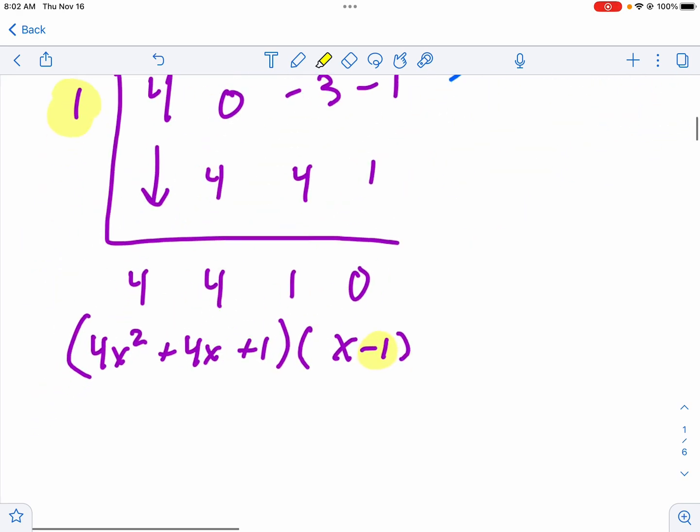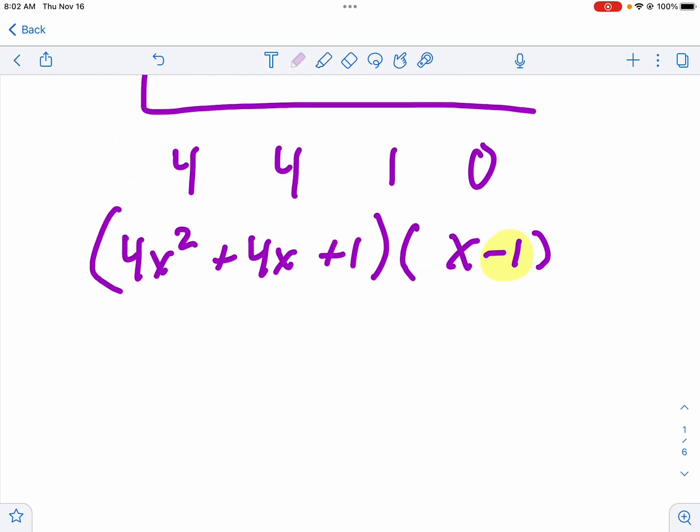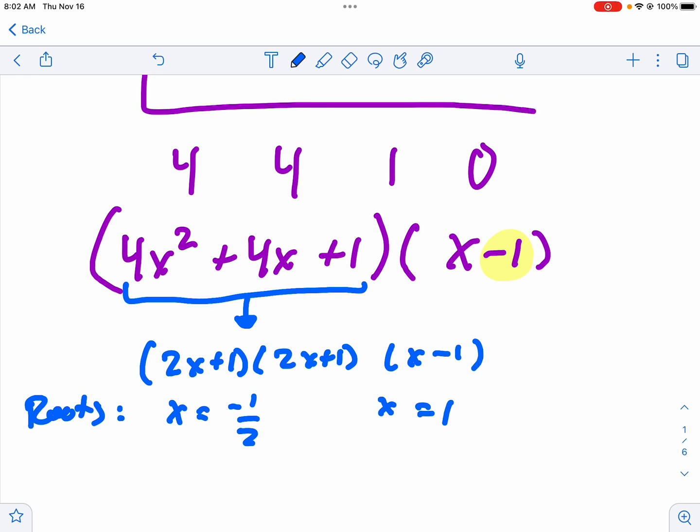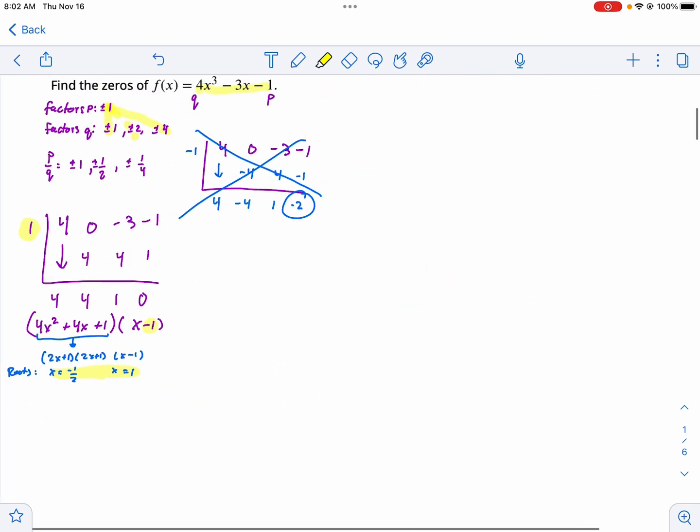To find your zeros, I can factor this again using ac method, using guess and check. So this factors to be 2x plus 1, 2x plus 1, and then I have an x minus 1 here. So your roots, or your zeros, are x equals -1/2, x equals +1. To find zeros or your roots, you need to have everything factored before you can do it.